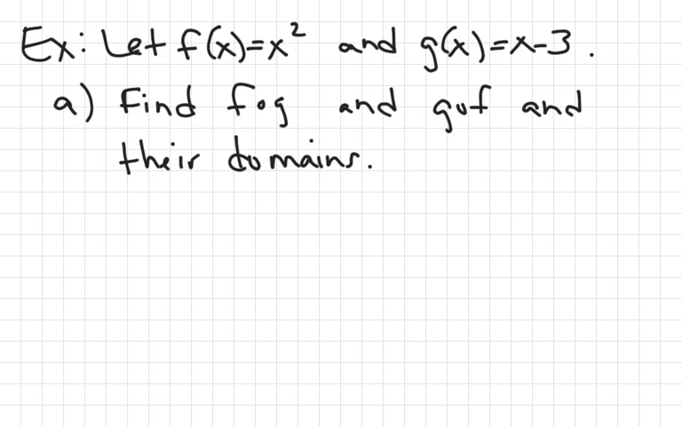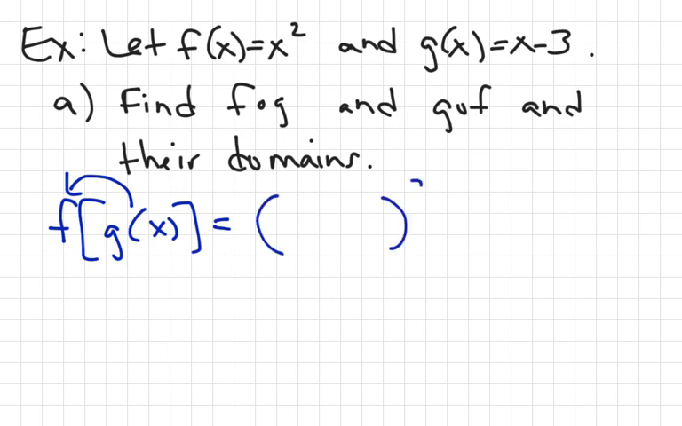Let f of x equal x squared and g of x equal x minus 3. I want to find f of g and g of f. Remember, this notation looks like it says fog and goff, but it doesn't. It's pronounced f of g and g of f. So let's start with f of g. That says plug g into f. So instead of x squared, I'm going to write x minus 3 squared. Well, what's its domain? Its domain is just all real numbers, because no matter what number you plug into either of the original equations, you'll always get a number out.